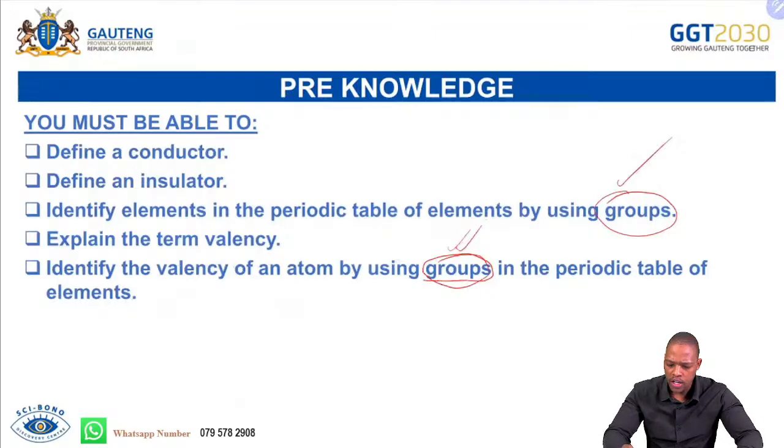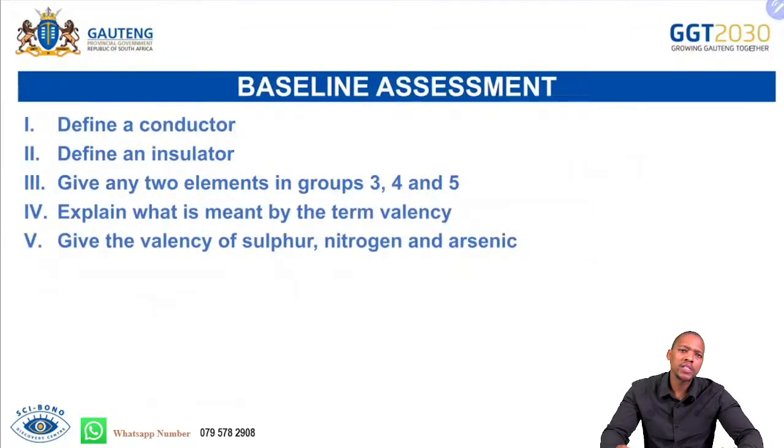Let's look at quick questions that will help us remember these things. Number 1, define a conductor. Number 2, define an insulator. Number 3, give any two elements in group 3, 4 and 5. Looking into your periodic table, look at groups 3, 4 and 5 and give any two elements you can find there. Number 4, explain what is meant by the term valency. And number 5, give the valency of sulfur, nitrogen, and arsenic.